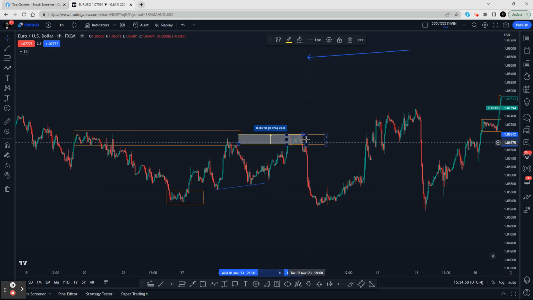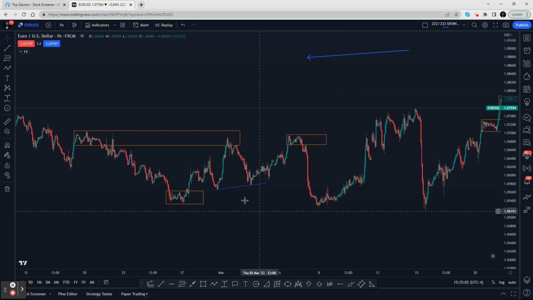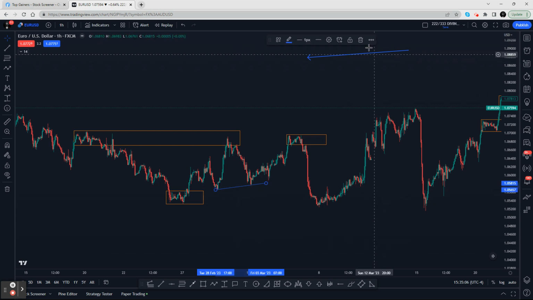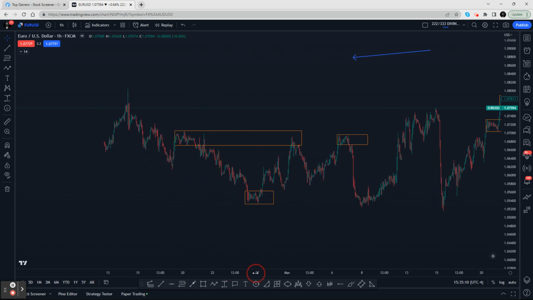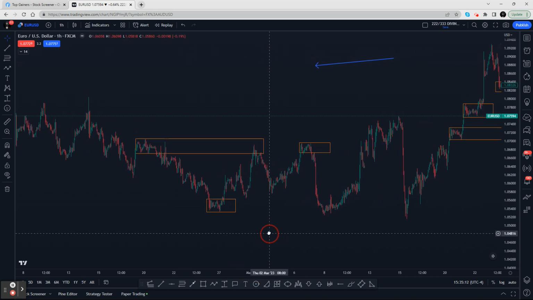So keep it real, guys. Stop playing around as if you don't have real emotions. So don't go for the absolute, thinking that, I'm going for the kill. No, be sensible in your trading and know that these levels exist for a reason.